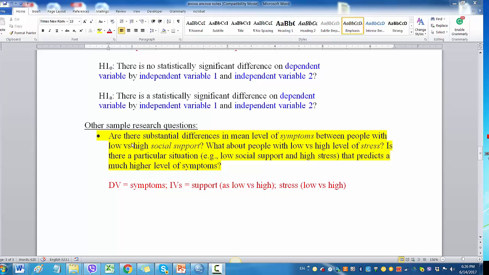So we are looking, are there substantial differences in the mean level of symptoms between people with low and high social support? Same thing with the stress level, and the interaction between social support and stress on the level of symptoms. So there are two hypotheses. One, the null hypothesis: there is no statistical significance between the dependent variable by independent variables 1 and 2. The second one, the alternative hypothesis: there is a statistically significant difference.